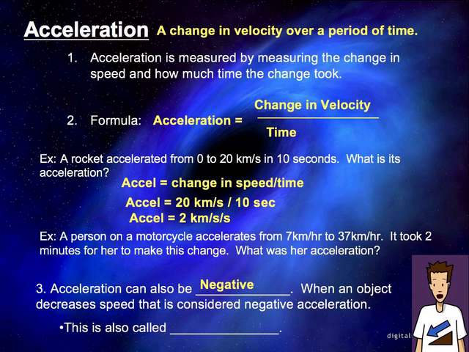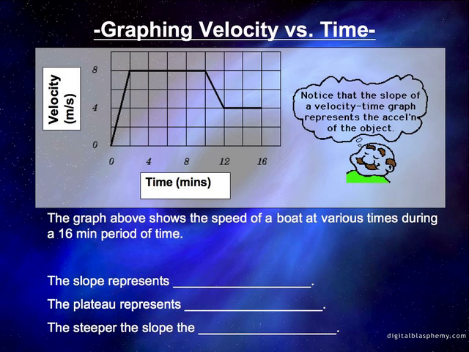All right, acceleration could also be negative. When an object decreases in speed, it's considered negative acceleration, or sometimes called deceleration. Did I say those words? Yes, I might have been trying to explain this concept before we were ready. All right, now one of the things that we talked about is a graph.